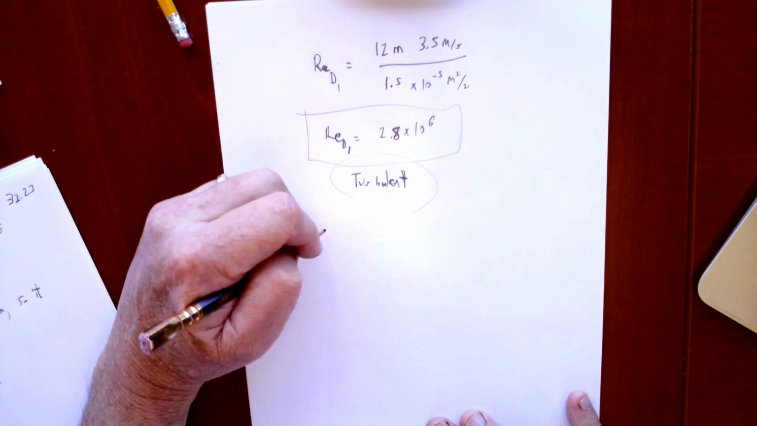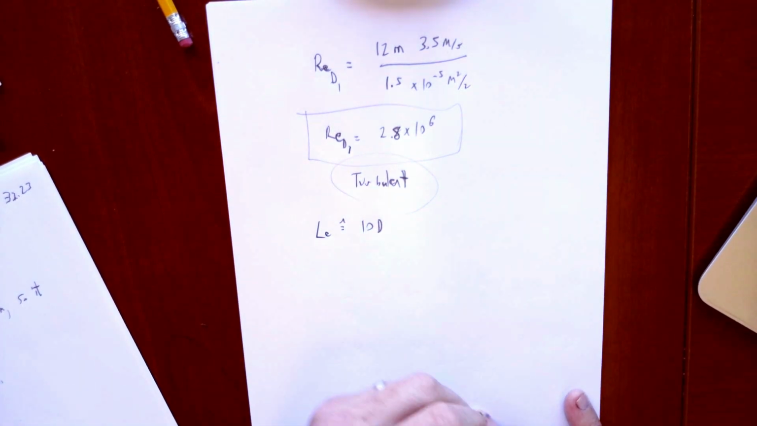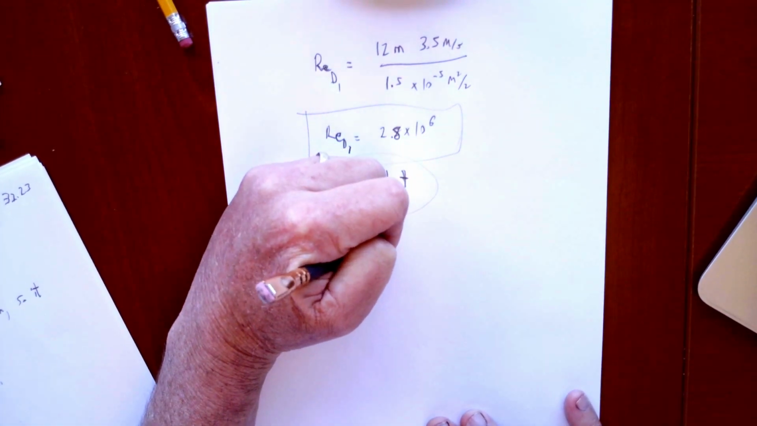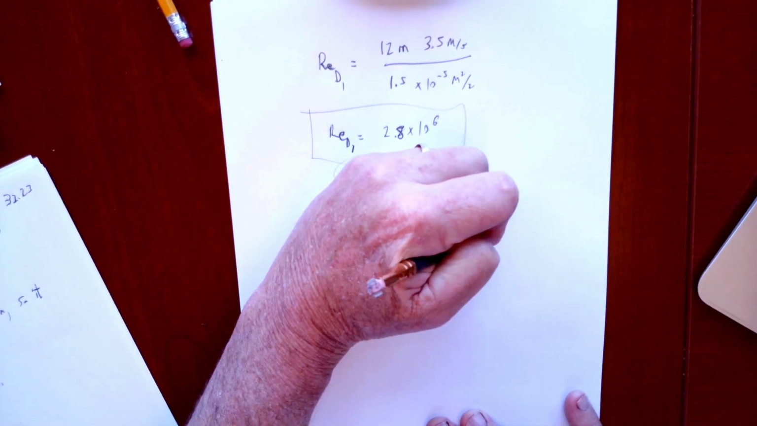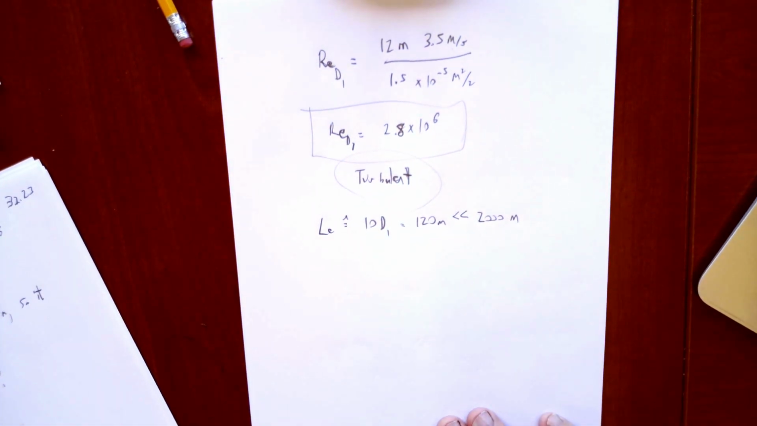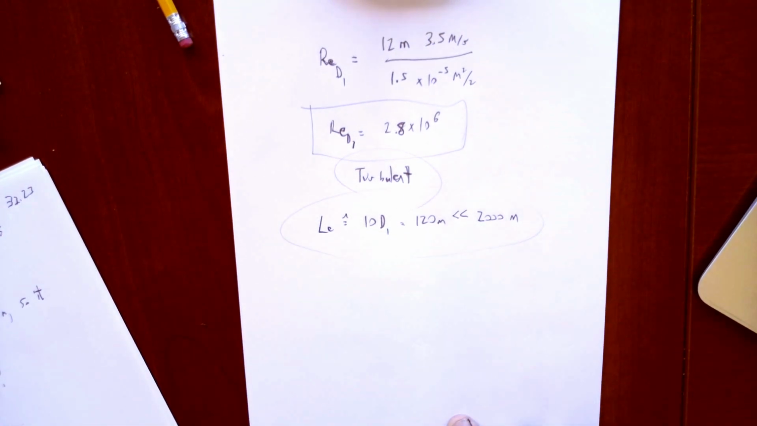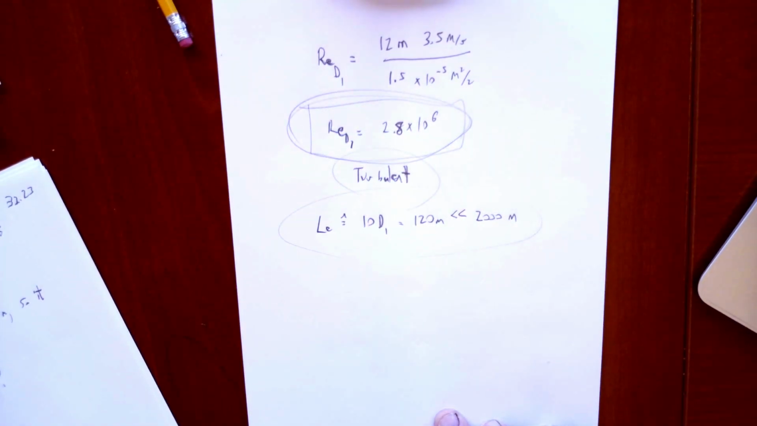The other thing we want to know is whether we really have to deal with the entrance length. The entrance length, of course, is about 10 diameters for turbulent flow, which in this case, pipe 1 is equal to 120 meters. Well, that's a long distance, but it's a lot less than 2,000 meters. So we're in good shape. It is fully developed for most of the flow, so we can treat it as a fully developed flow, and therefore we can go after a friction factor for this. So we have to match the Reynolds number for pipe 2. So in the next lecture, we'll look at how we would get that matching Reynolds number.